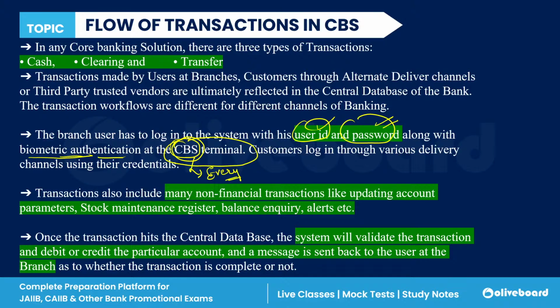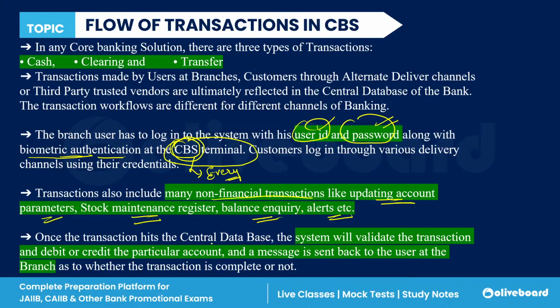Now, transactions also include what? If we talk about transactions, they also include various types of non-financial transactions in the core banking solution. What are the various types? Like updating account parameters, stock maintenance register, balance inquiry, and alerts, right? These are all the transactions included in the non-financial transactions in the core banking solution.